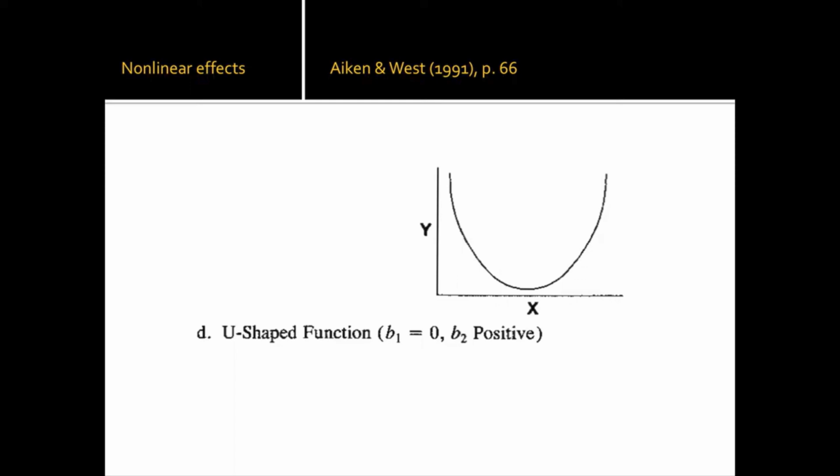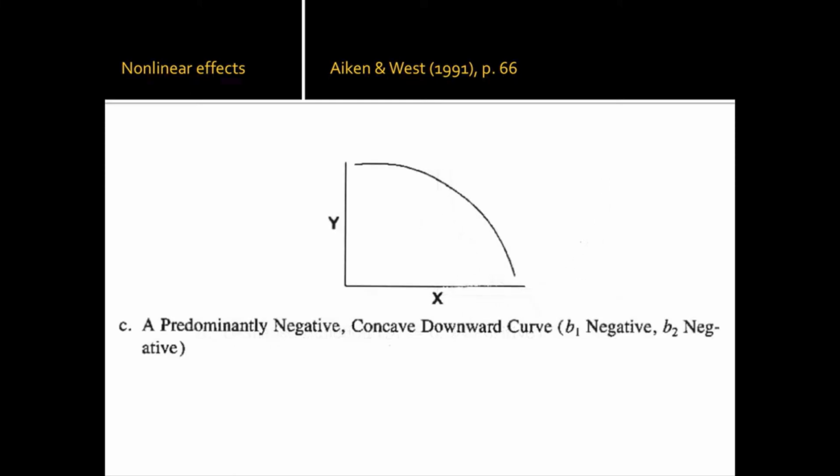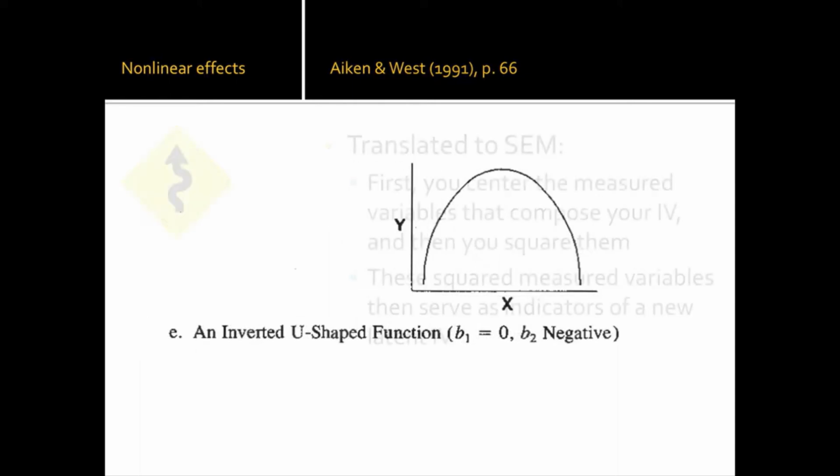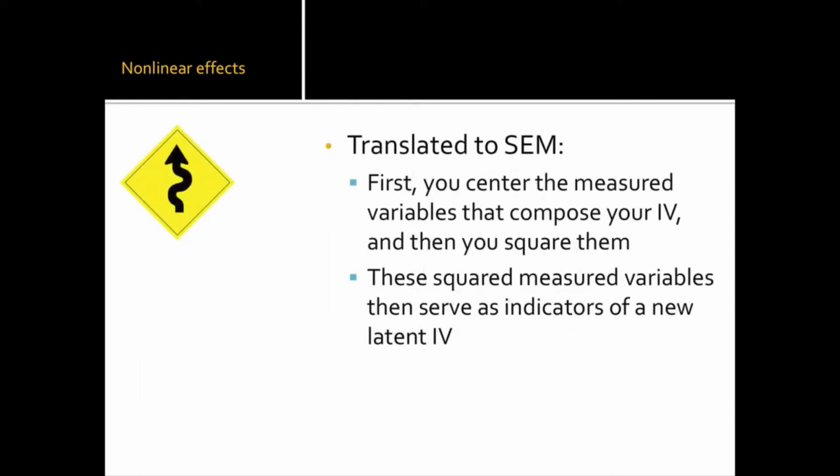So more often than not, you're going to see one of these scenarios where you have a non-zero linear trend as well as a nonlinear trend on top of it. And that is indeed what I found with my anxiety performance relationship that I will show you in a minute. So first we have to translate to SEM.